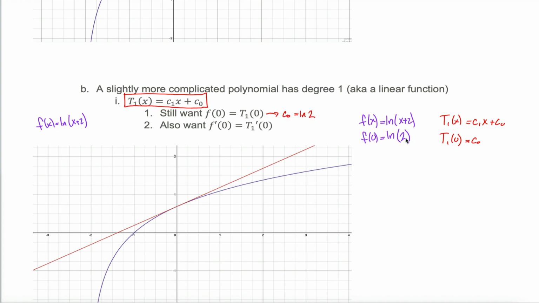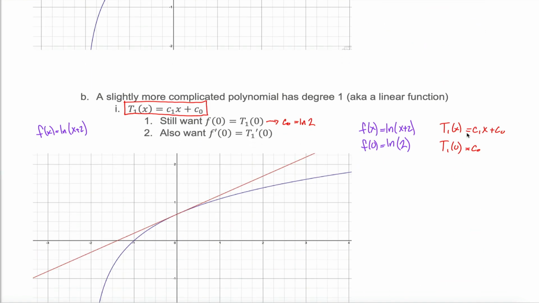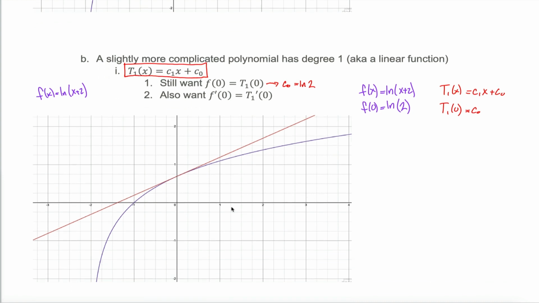I need this to equal this. But as we saw up here, that's not enough. We want to use our linear term to make the polynomial in red look more like the polynomial in purple when x is equal to 0. What does it mean to look more like the polynomial in purple?